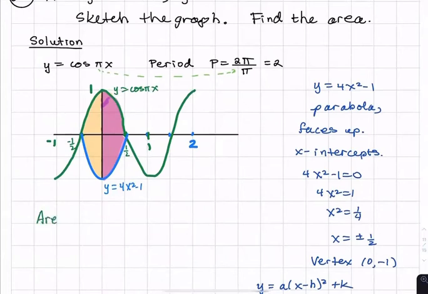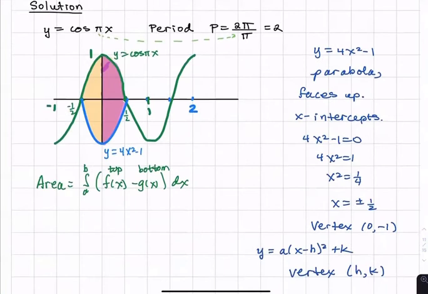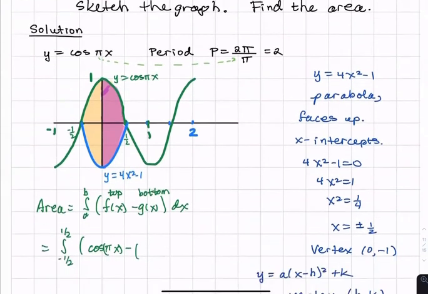So area is going to be the integral from a to b of f of x minus g of x dx, where I have the top minus the bottom. In this situation, that is going to be from negative 1/2 to 1/2, and I have the top being cosine pi x, and the bottom being 4x squared minus 1.